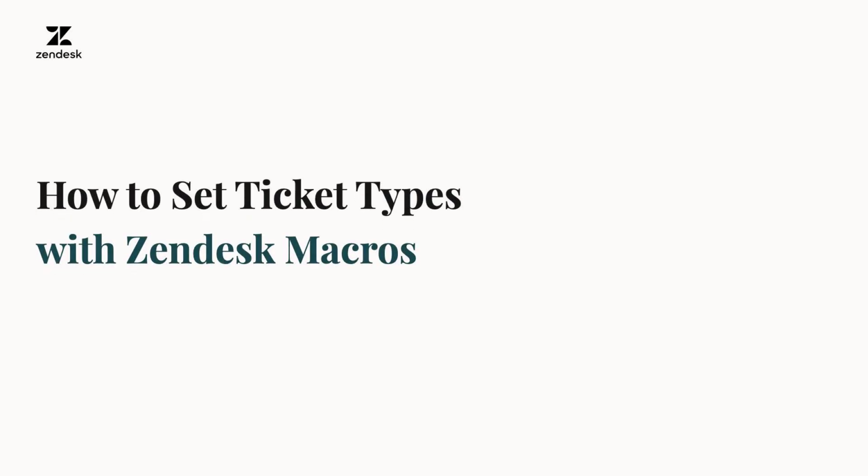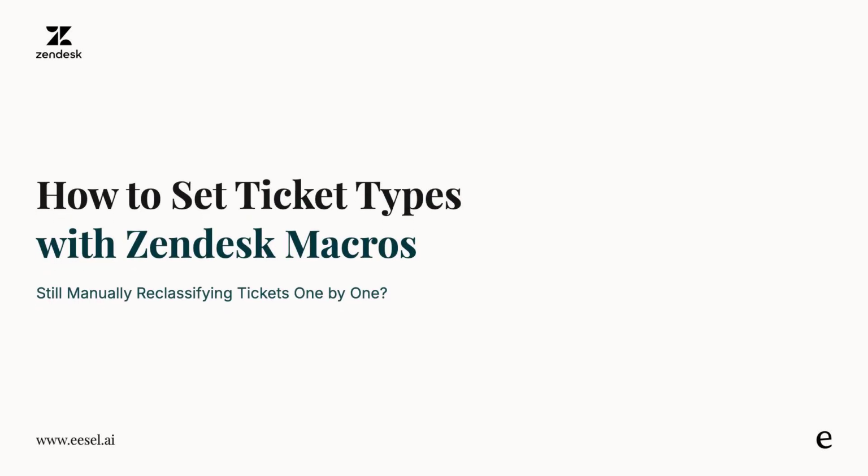If your agents are manually reclassifying tickets one by one, you are wasting time your team does not have. Zendesk macros have a built-in set type action that handles this in a single click, and most support teams have never touched it. Here is exactly how to use it.